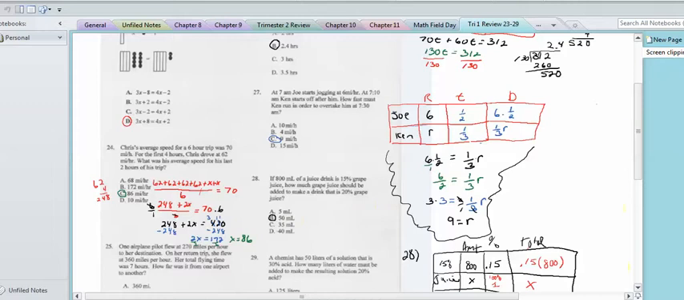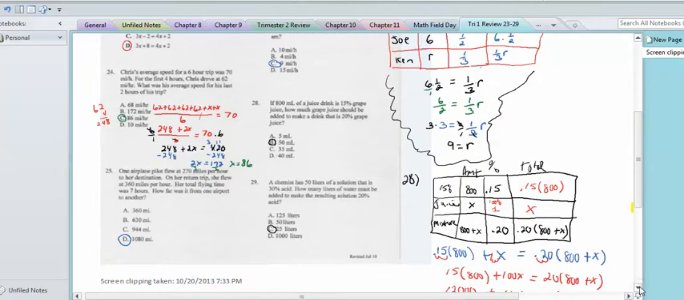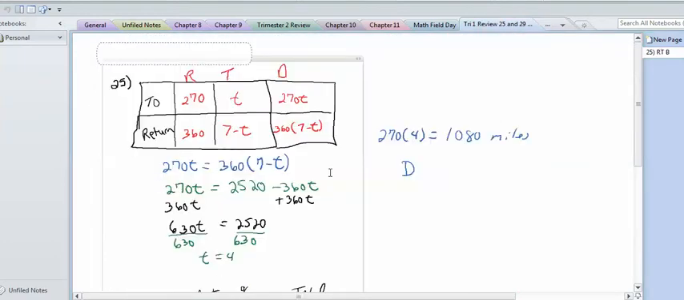Alright, the next one, we're getting into our word problems. For number 25, I have 25 on another page, so let me find it. Alright, number 25 is a round trip problem. It says one airplane pilot flew at 270 miles per hour to her destination. On her return trip, she flew 360 miles per hour. Her total flying time was 7 hours. How far was it from one airport to the other?